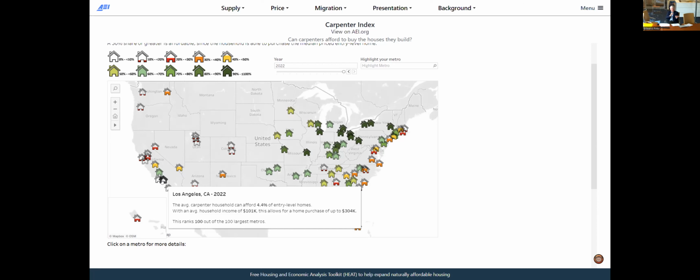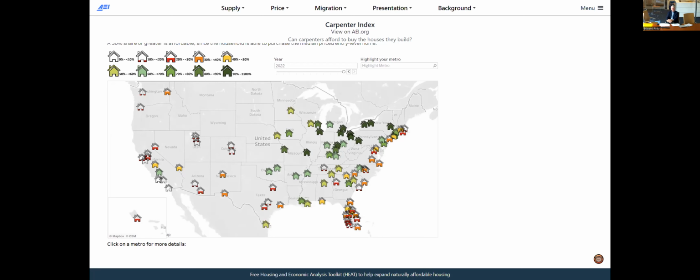So we're combining both of those, and we then create a household purchasing power based on multiplying the carpenter's income by 1.5, which is roughly what the Census Bureau says on average, and that gives us the buying power, and then we have the price of the homes. And again, it's what percent of entry-level homes can be purchased by a carpenter. The sad story is that a carpenter household can only afford 4.4% of entry-level homes, $304,000. And there are virtually no homes that sell for that in LA County.